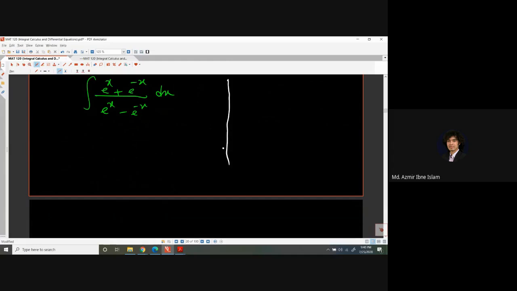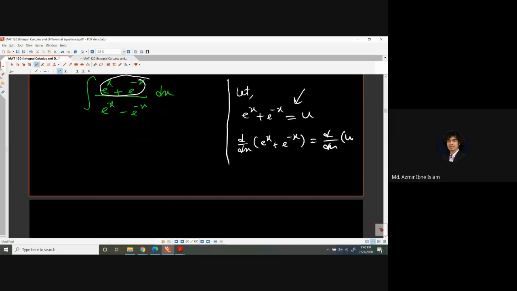So first of all, if I take the upper part, what will be the problem? Let's verify. If we take e to the power x plus e to the power negative x as u, I am not sure if it is suitable or not. We will understand within some seconds. That is, d/dx of e to the power x plus d/dx of e to the power minus x is equal to d/dx of u. Differentiation of e to the power x is e to the power x, and differentiation of e to the power negative x is negative e to the power negative x. That is equal to du/dx.